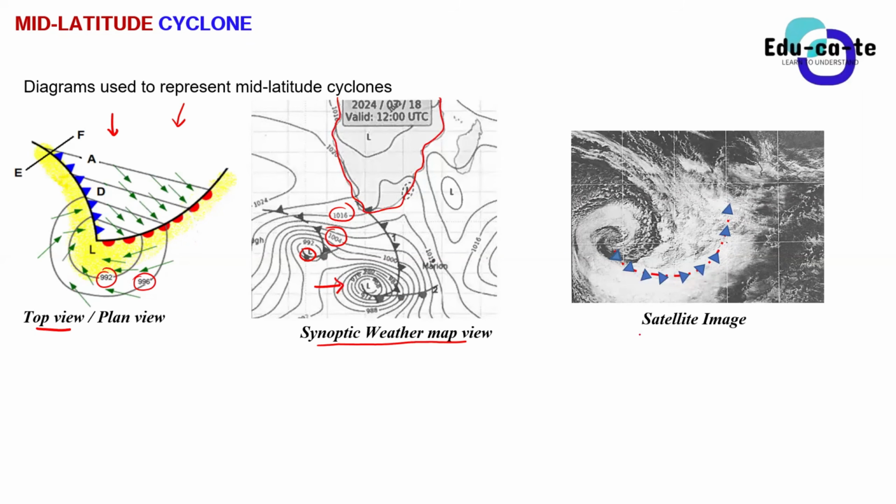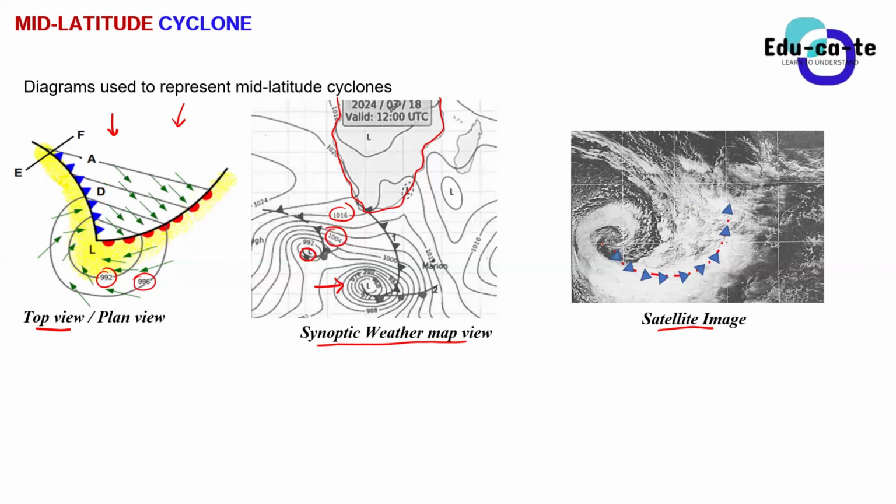We have a satellite image view of a mid-latitude cyclone. This is how it actually looks on a satellite. I'm sure you have learned about remote sensing in GIS in grade 11, right? There's a satellite out there revolving around the Earth, and this satellite is able to capture images of the Earth, how we look. Do you see that, guys?